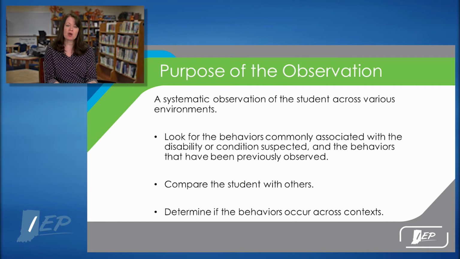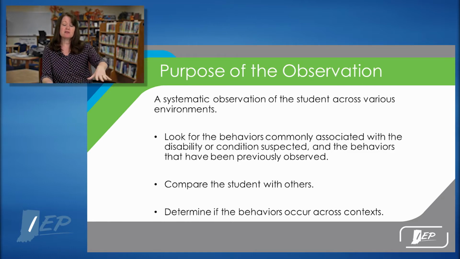So our purpose when we go in is to look at the student across environments. We want to make sure that we're getting some consistency, right? We want to make sure that the behavior is not only happening in one particular setting, because then it may be something else that's contributing to a particular behavior. So we're going to look for behaviors that are commonly associated either with the disability or condition that's suspected. So remember, a systematic observation is used for multiple things: other health impaired, blind, low vision, autism spectrum disorder.